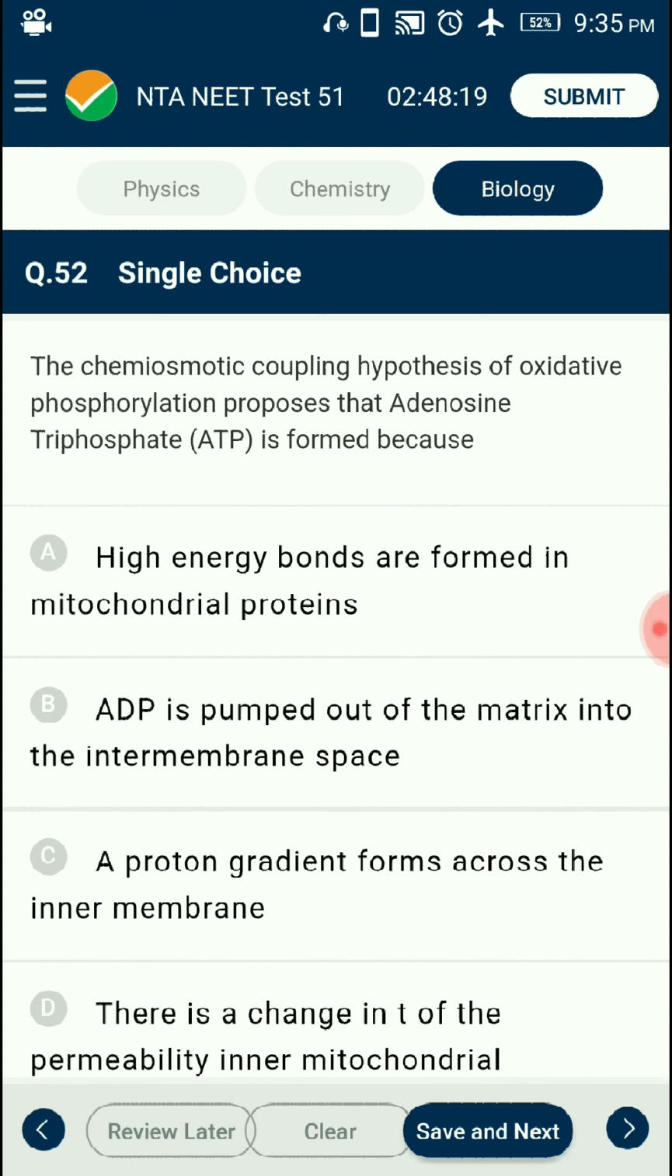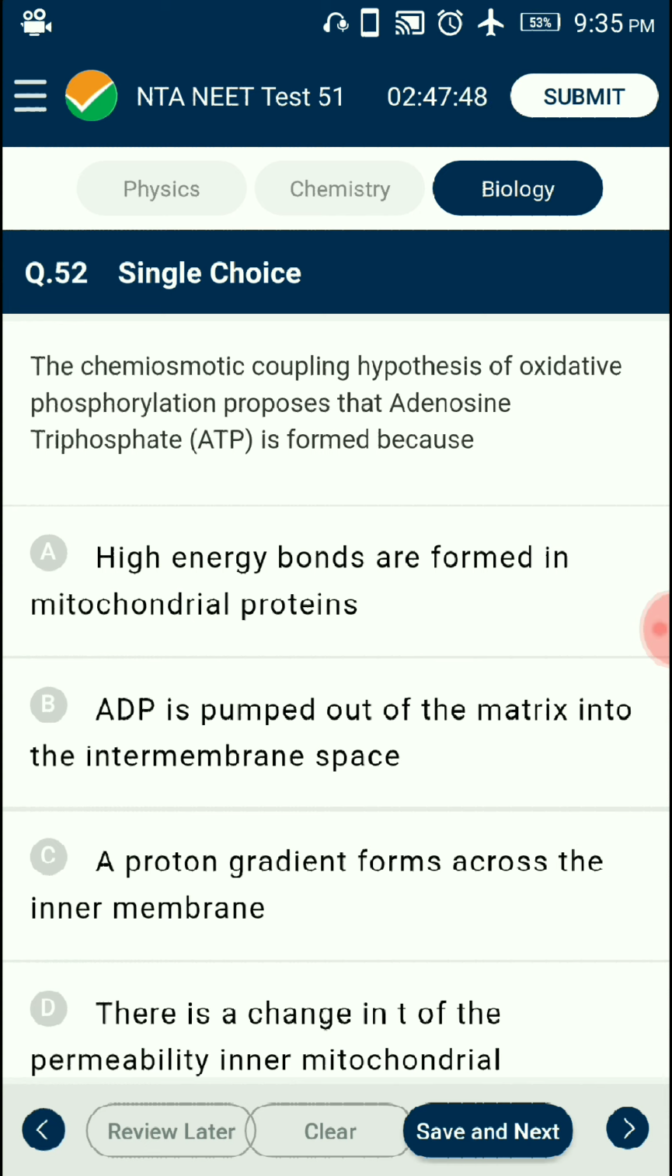Question number 52. The chemiosmotic coupling hypothesis of oxidative phosphorylation proposes that adenosine triphosphate is formed because of the production of ATP with the help of energy liberated during oxidation of a reduced coenzyme and terminal oxidation, which is called oxidative phosphorylation. Peter Mitchell in the year 1961 put forward a hypothesis known as the chemiosmotic hypothesis for ATP synthesis.